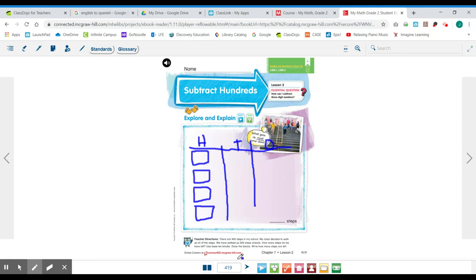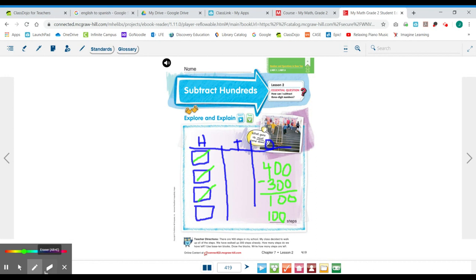I know that I have already walked up 300 steps, so I get to cross out 300s. Count with me. 100, 200, 300. Now I'm going to think about how many are left. That's right, 100. So to write that, I'm going to write the equation 400 minus 300 equals 100. And now I can put my answer down here that there are 100 steps left to climb.